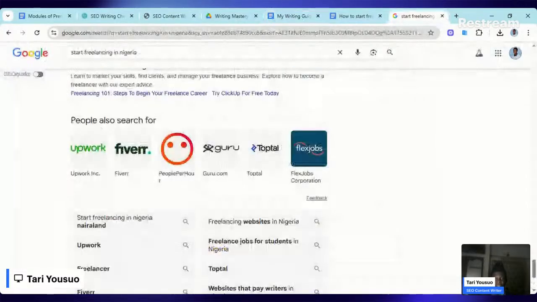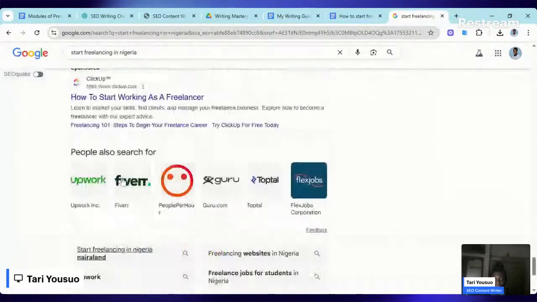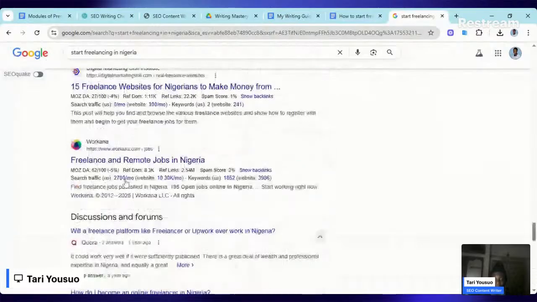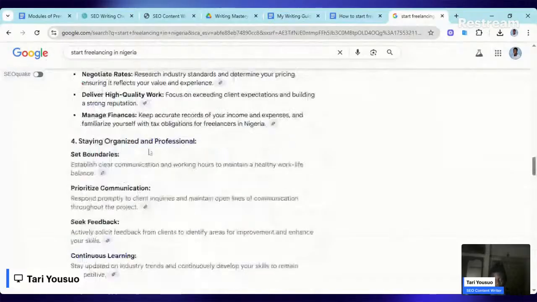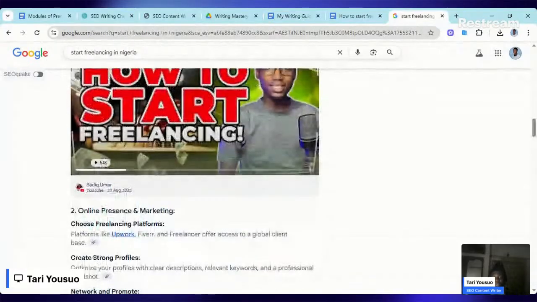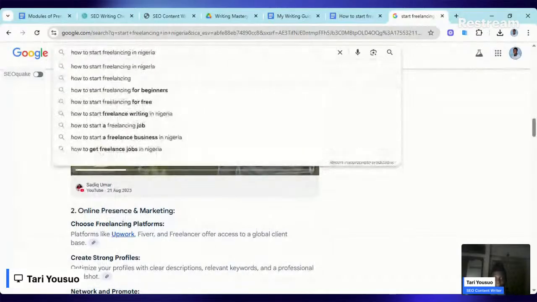Remember, this was where I got. Sometimes Google calls it people also search for. It's also called related searches. But the major thing is the people also ask section, which is non-existent here. So now I'm going to just add "how to" and see what will pop up.